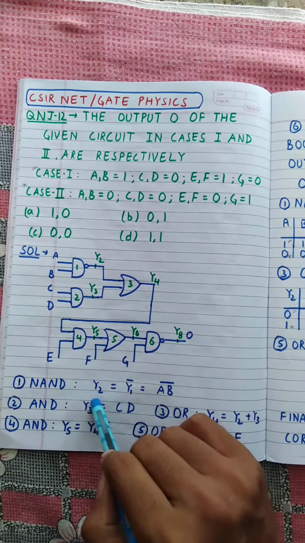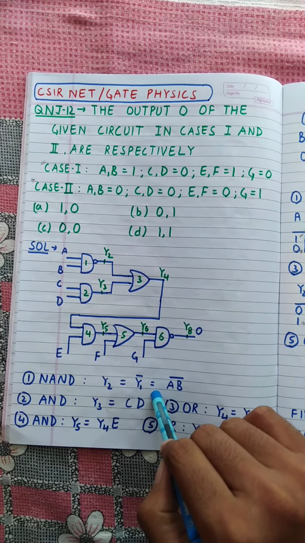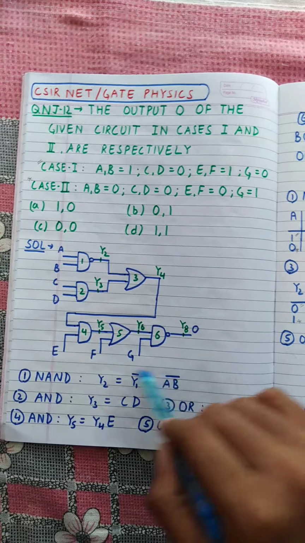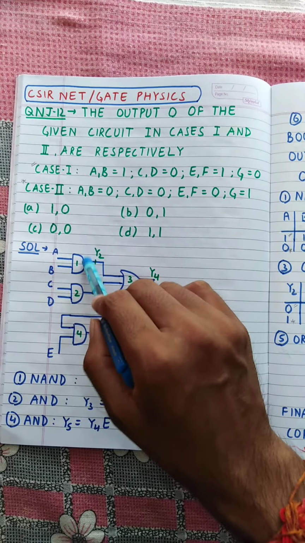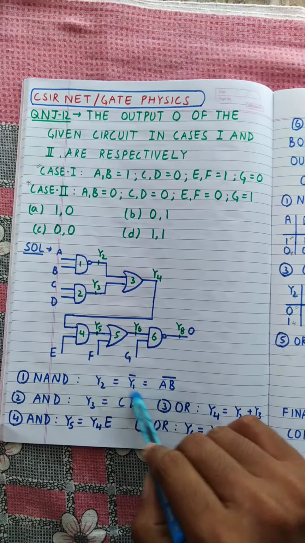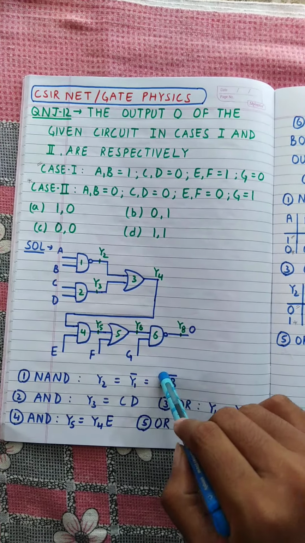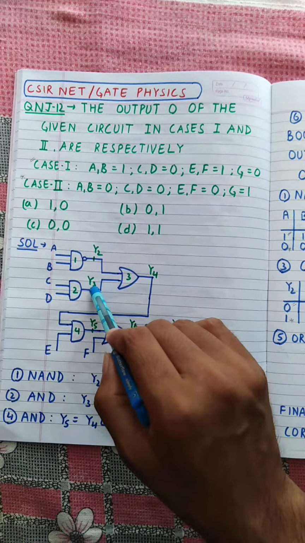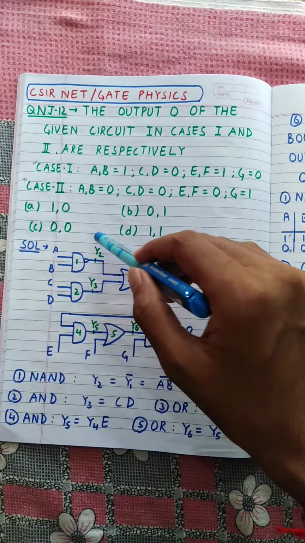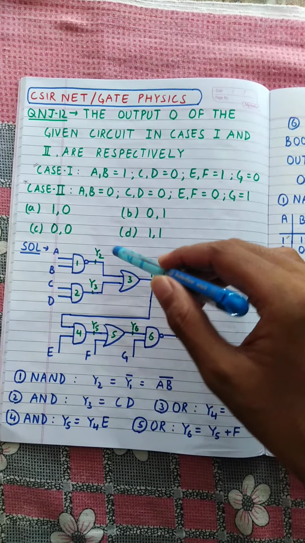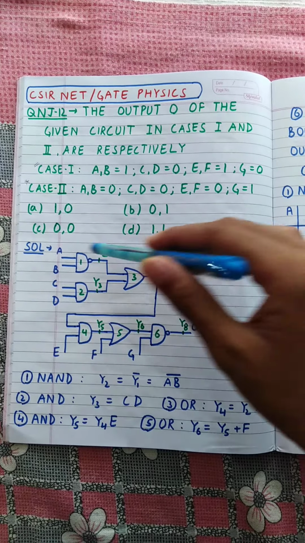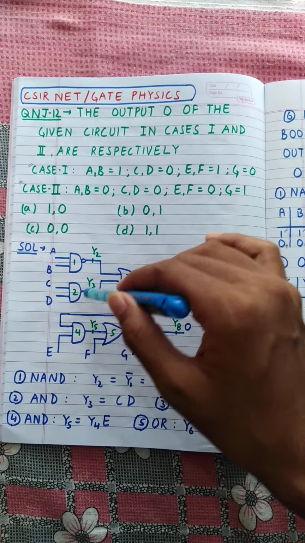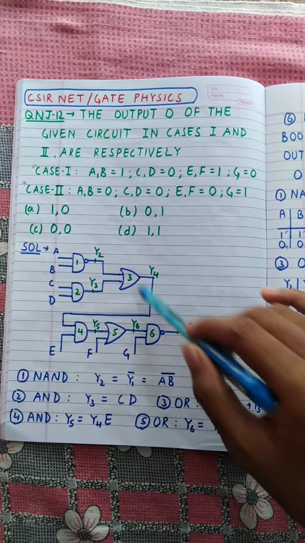Its output will be Y2, given as Y1 bar. It will be A and B bar, because it's a NOT gate in front of the AND gate, so it becomes a NAND gate, and the Boolean expression for this is (A and B) whole bar. Gate number 2 is an AND gate with output Y3. We have chosen Y1, Y2, Y3 and the rest for our ease of understanding, since in the question it was just the circuit diagram. We have also given the outputs so that we can easily get the final output.